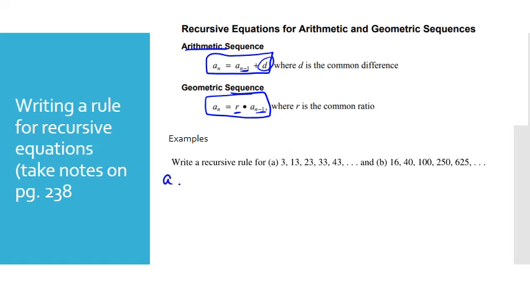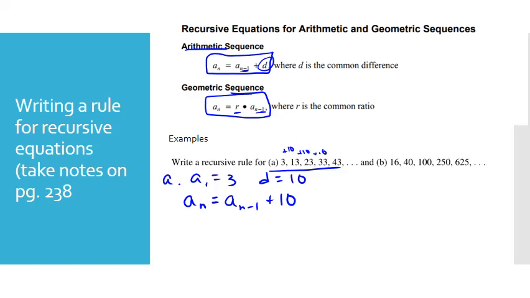All right, so in this question A, we have to first figure out if it's arithmetic or geometric. And in this case, it looks like we're adding 10, right? Yes. So a sub 1 is going to be 3, and the difference is going to be 10. So I'm going to set up my rule as a sub n equals a sub n minus 1 plus the difference, which is 10. And there's my rule.